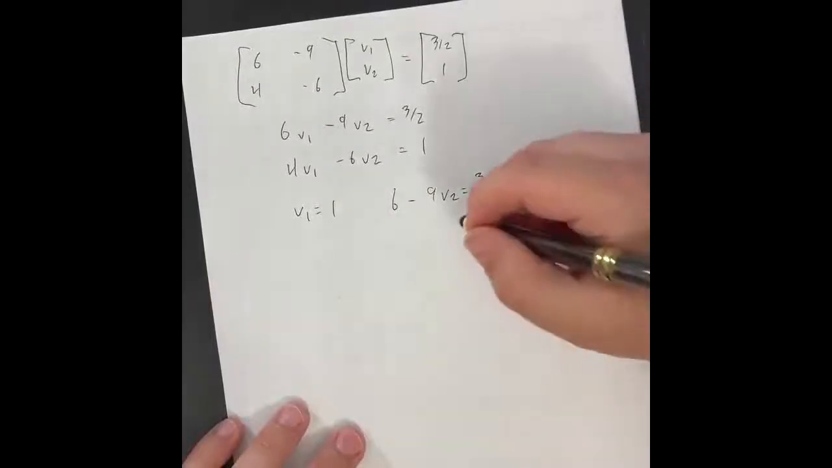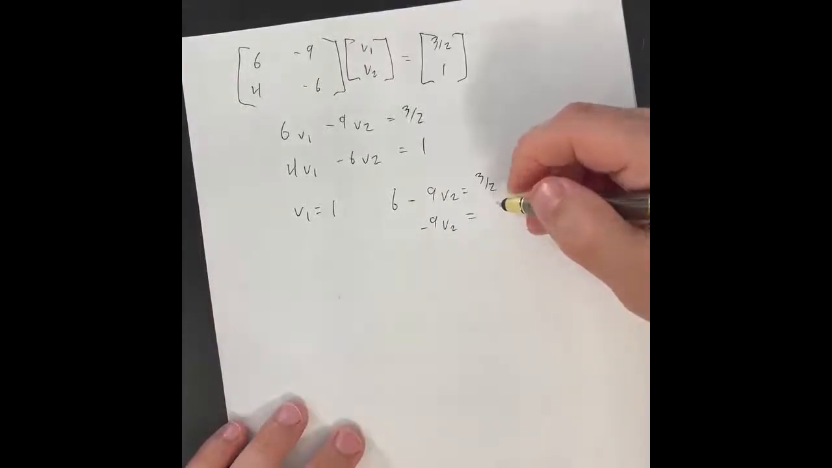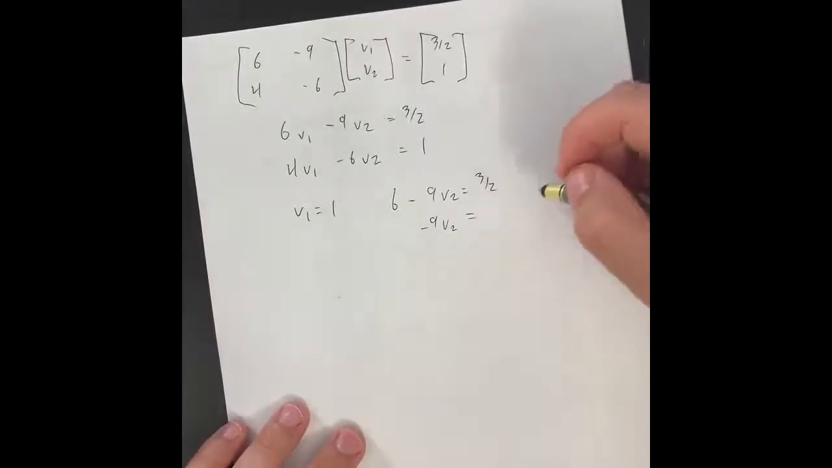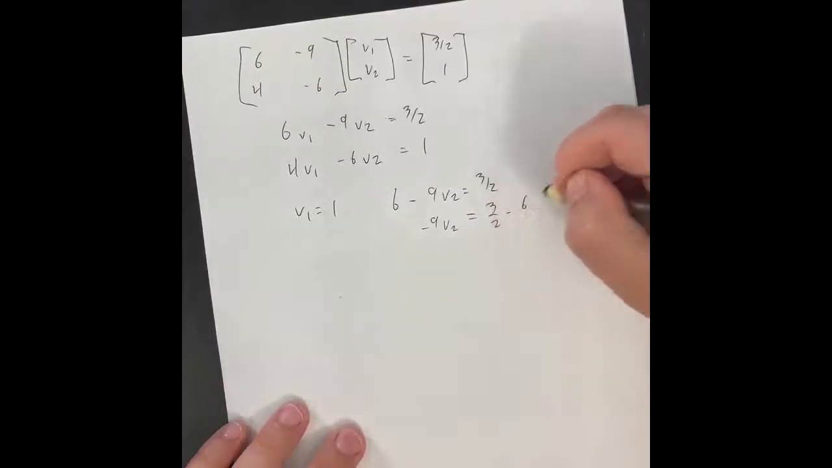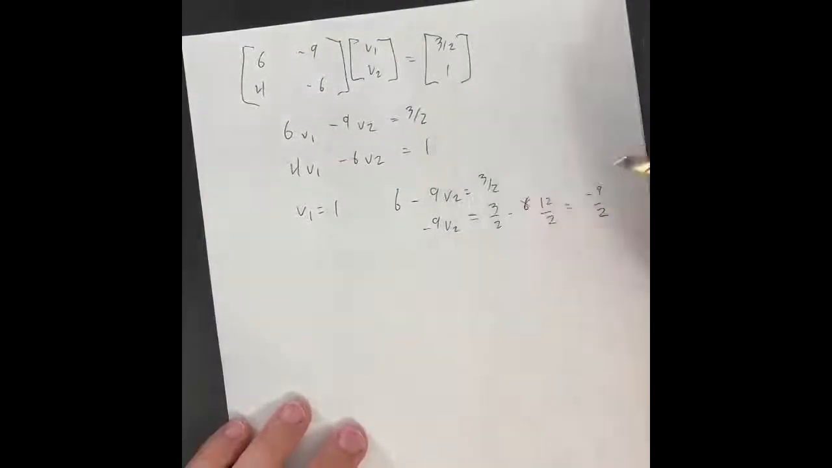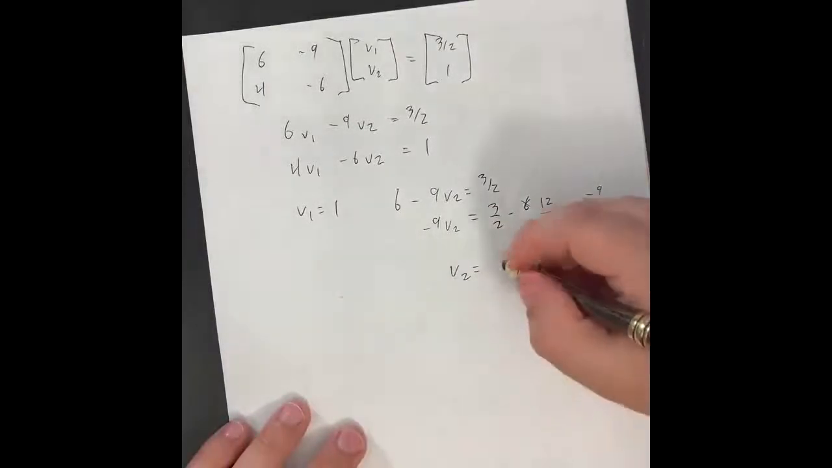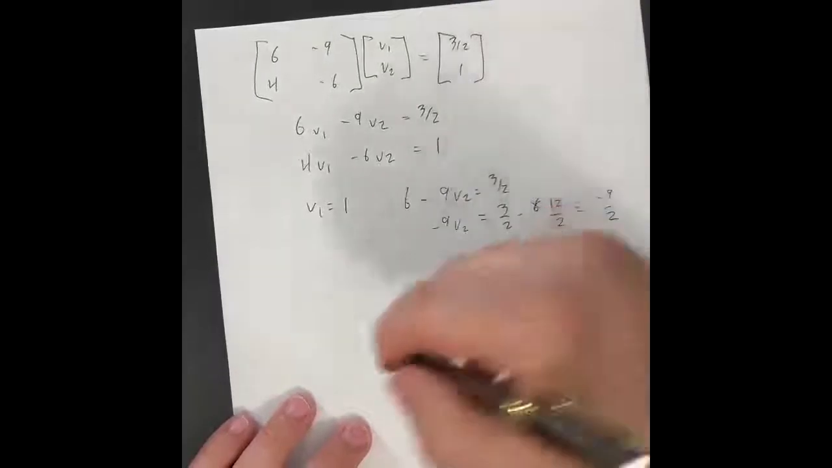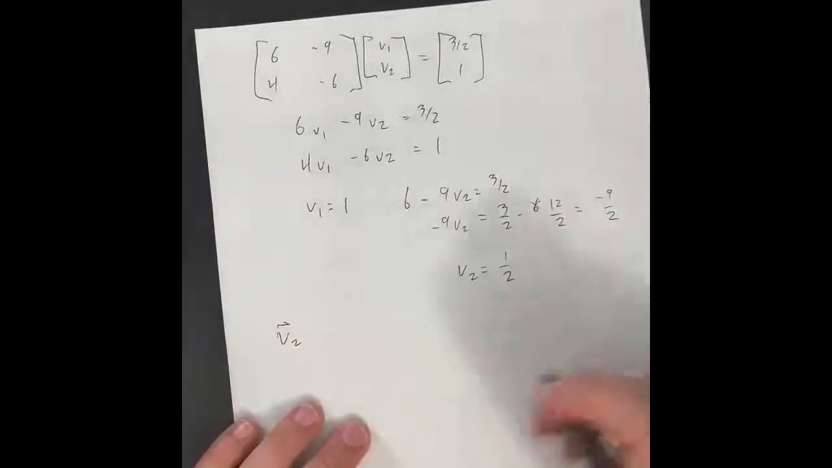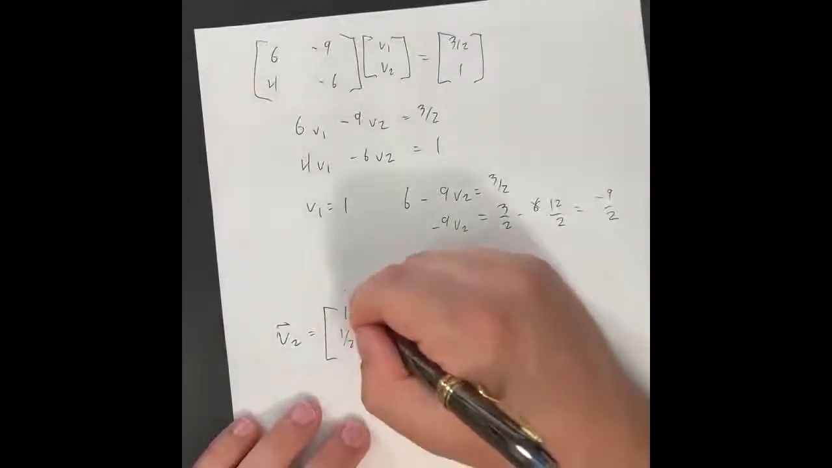Let's subtract the 6 across. We get minus 9v2. 3/2 minus 6 is 4.5. So that would be, let's just say 3/2 minus 6. 6 is really 12/2. So you get minus 9/2. Okay, and then you divide the 9 across. That means v2, negative 9 cancels out the negative 9, we get 1/2. So our second vector, not an eigenvector, is v1 is 1, v2 is 1/2.